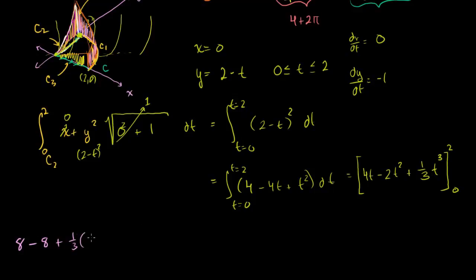So 1/3 times 8. So these cancel out. We have 8 minus 8. And we just have 8/3. So this just becomes 8/3. And then we have to put a 0 in, minus 0 evaluated here. But this is just going to be 0.